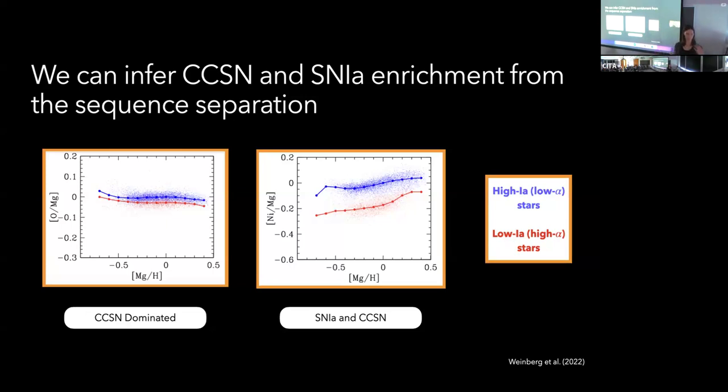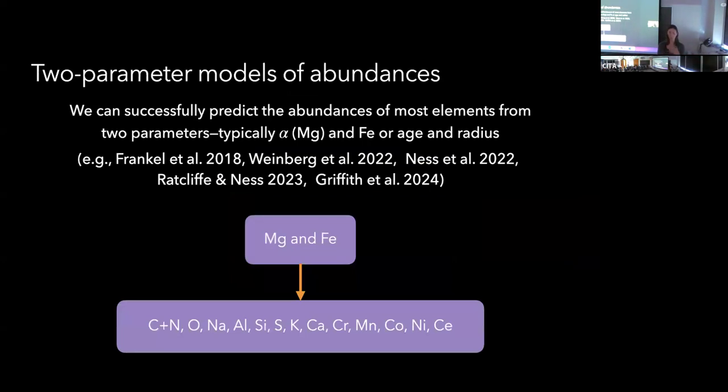So this is the foundation of many models that try and predict abundances. Our abundances are actually very low dimensional. So while APOGEE is measuring 10 or 15 abundances, we can predict them pretty well just from iron and magnesium. There are many different versions of these models, and I have worked on them as well, but they use alpha and iron, or age and radius, these two parameters, to predict the whole abundance space. So we can go from this high dimensional space down to a low dimension.